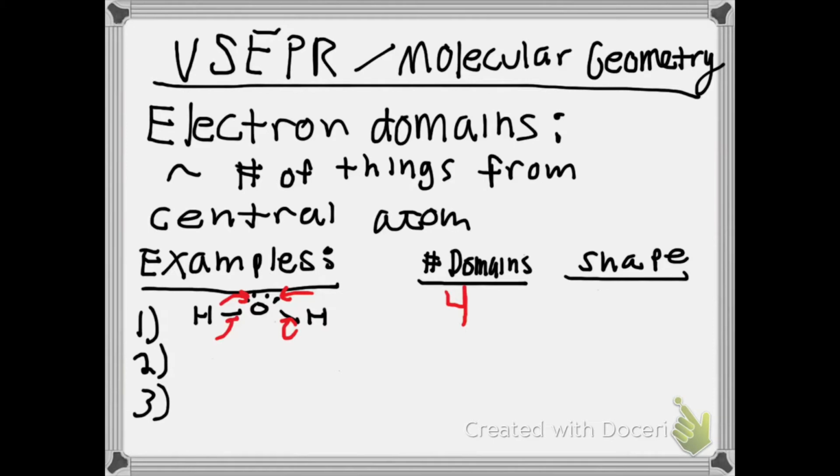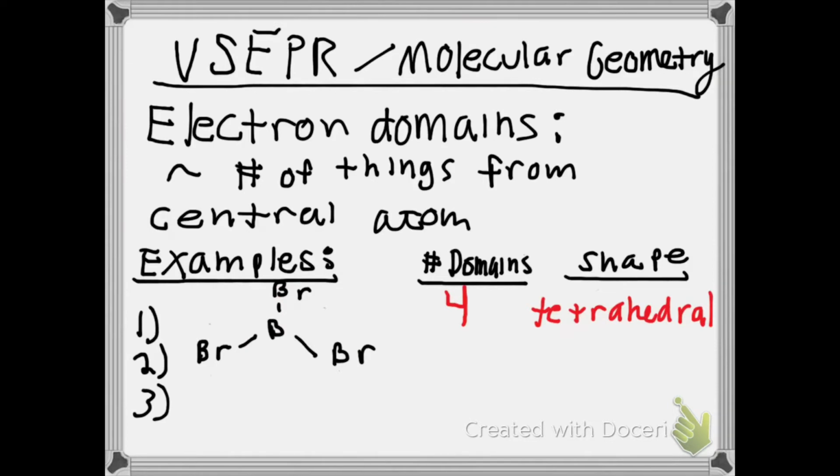And since we are talking about VSEPR theory right now, when it comes to the shape, this is going to be tetrahedral. And that's because we're looking at the number of different things that are coming off of it. When it comes to molecular geometry, it is going to be a little different.